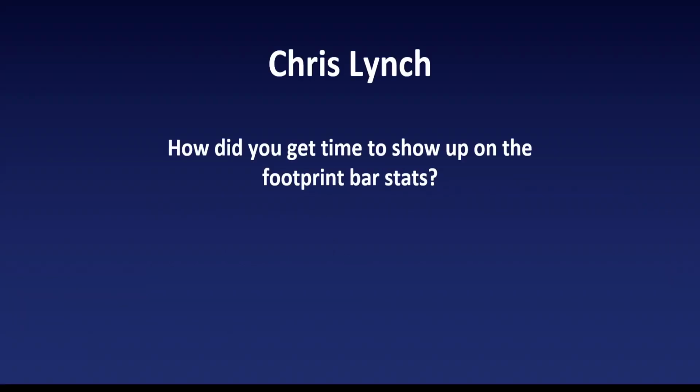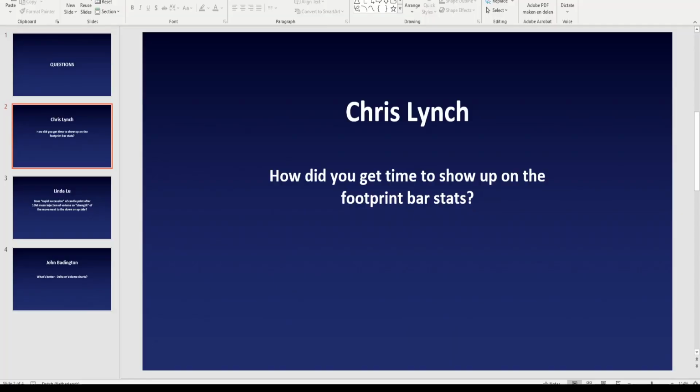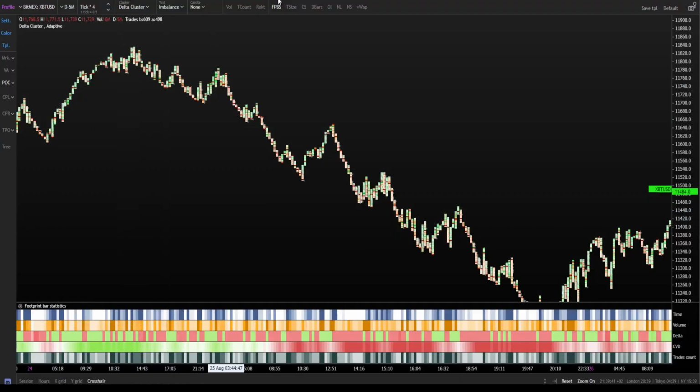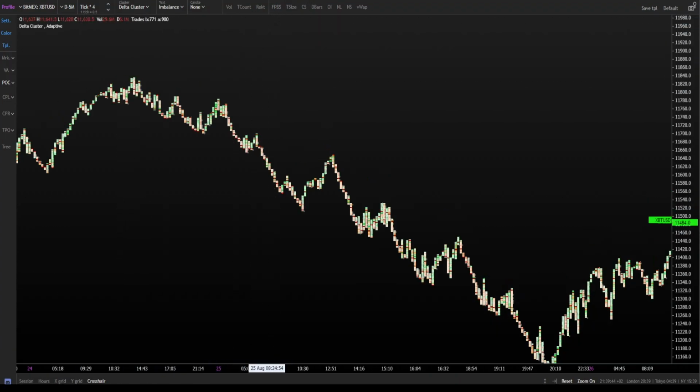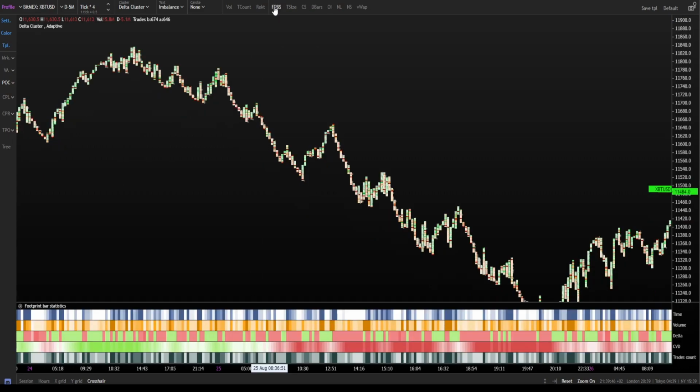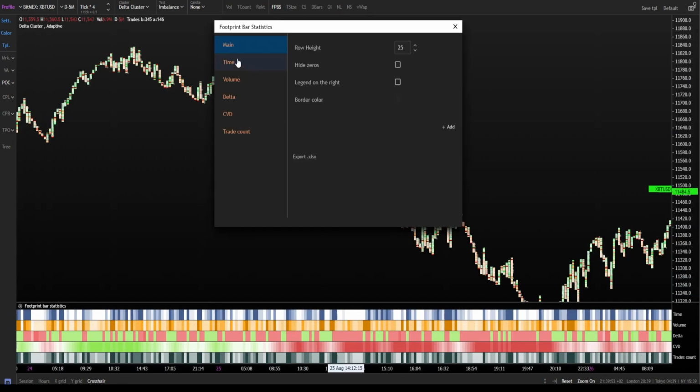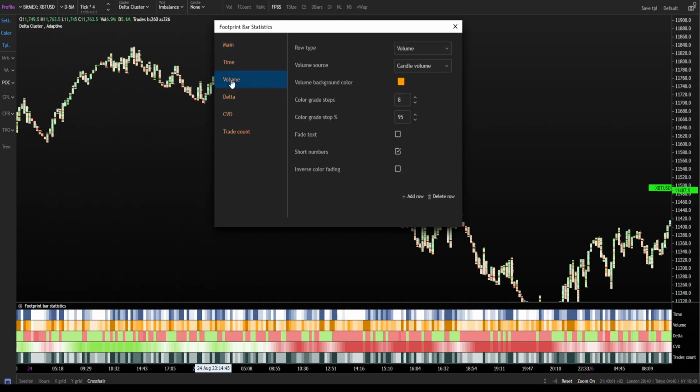Let's see. Chris Lynch, how did you get time to show up on the footprint bar statistics? Good question. Very simple. With this button, you basically get your footprint bar statistics. And from there on out, you can customize everything you want. So simply click on the cogwheel here. And here you have a little button add, right? And whether you want to add it below the main one, so basically on top, or below your volume thing, or below your delta thing, doesn't matter.